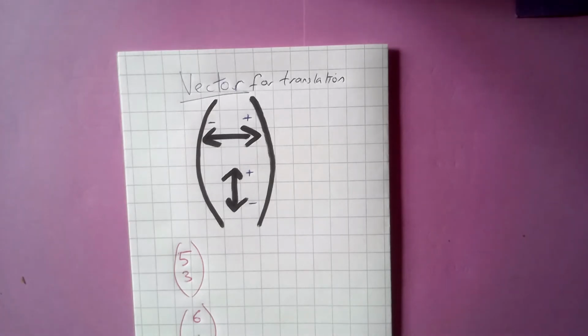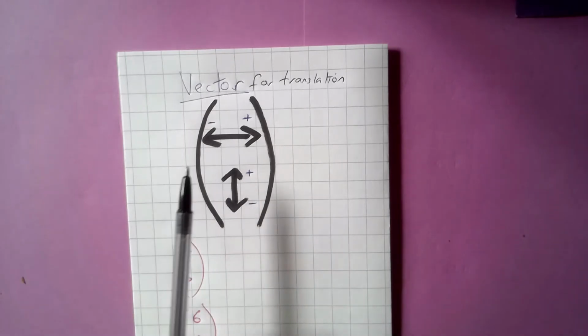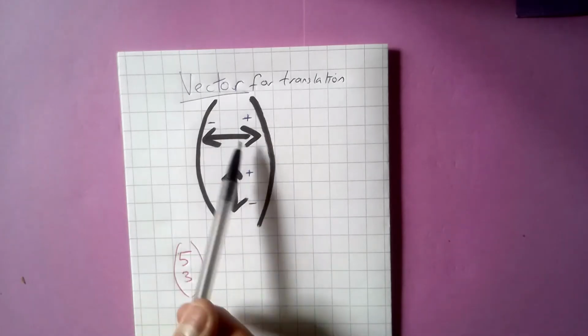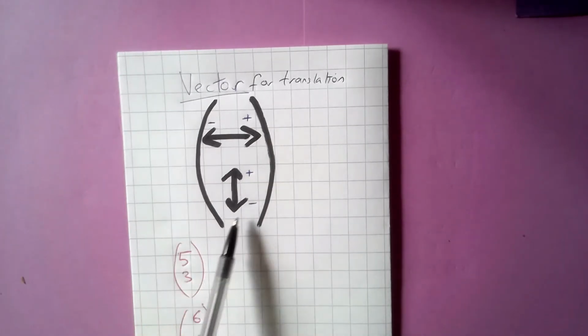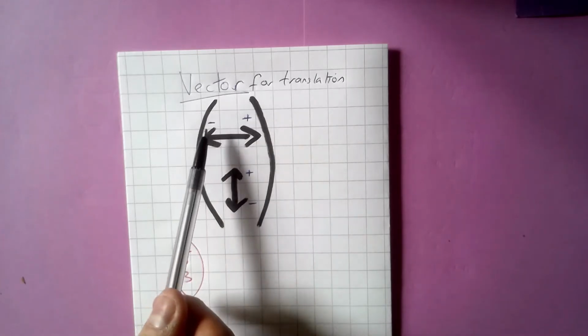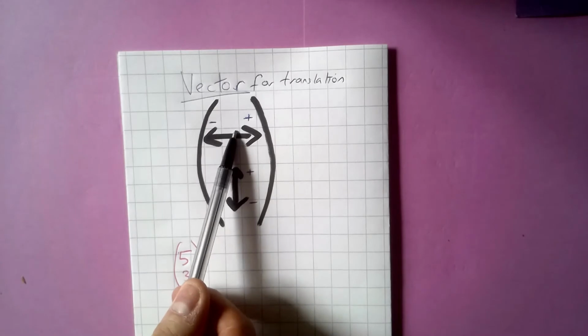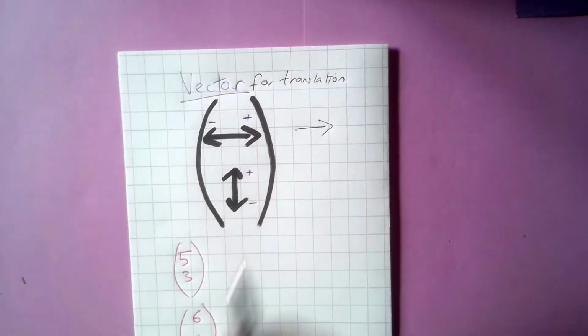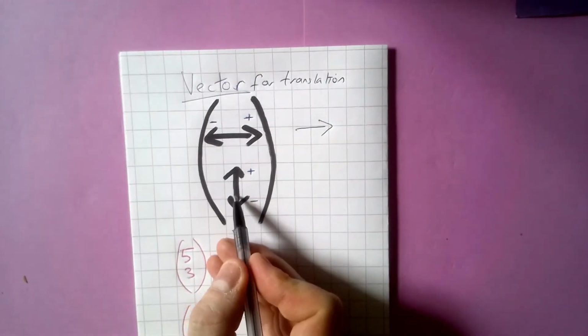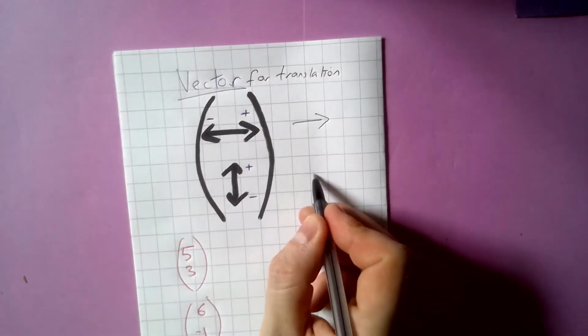Now, a higher level skill is using a vector for translation. This is where you have two brackets and two numbers showing a direction of where you would be moving. And I normally draw this picture. Okay, so the number at the top describes our left and right movement, and the number at the bottom describes the up and down. I put pluses and negatives because a positive number at the top means it is moving to the right, and a positive number at the bottom means it is moving up.